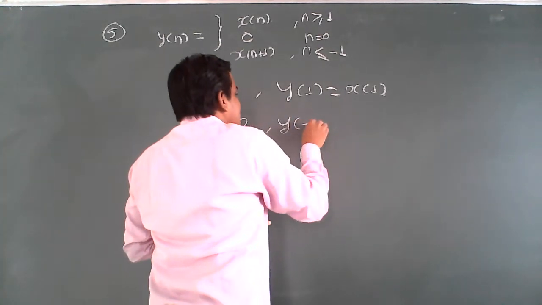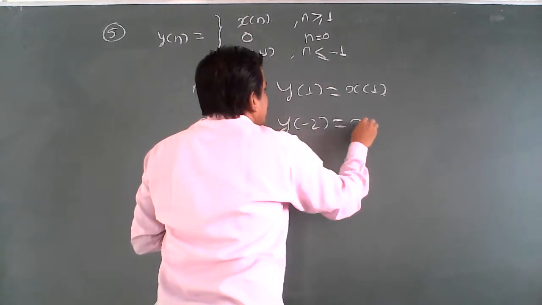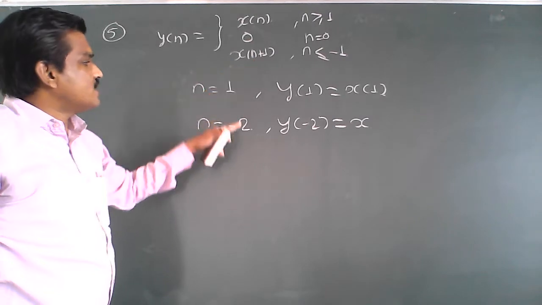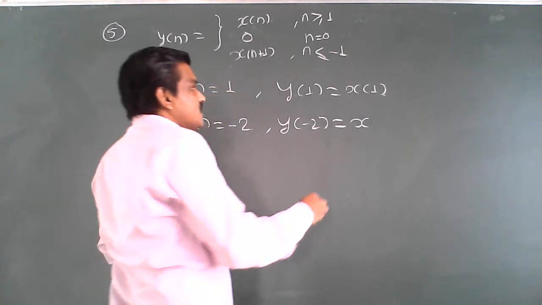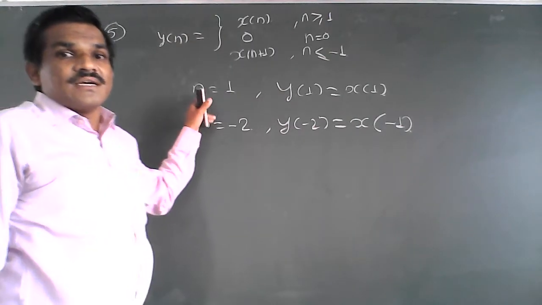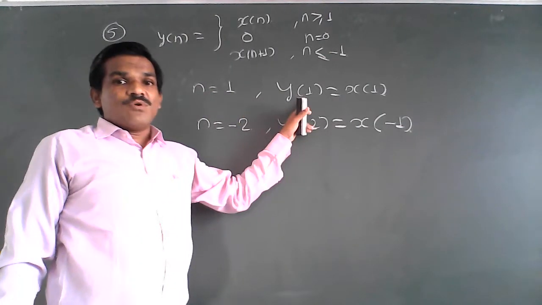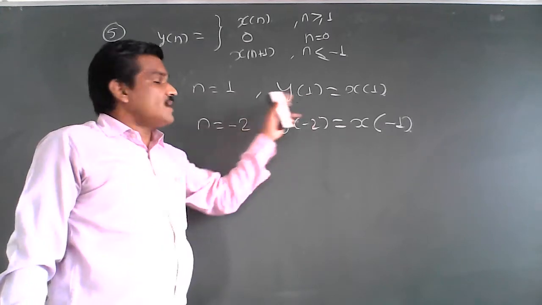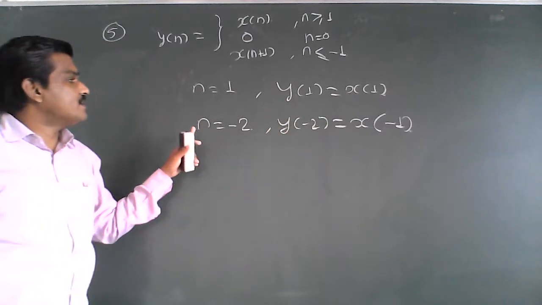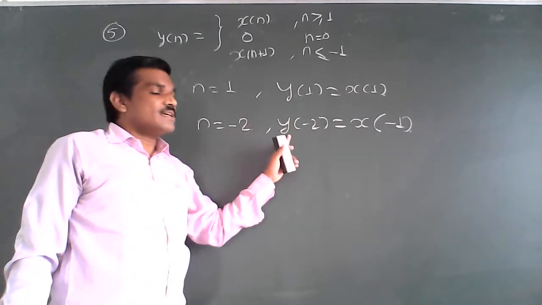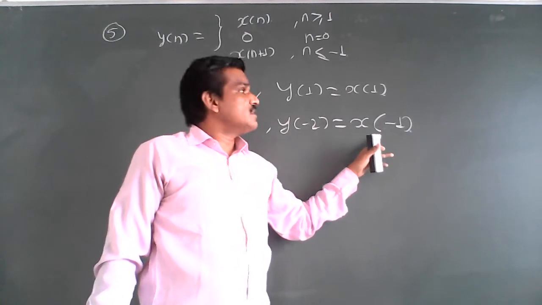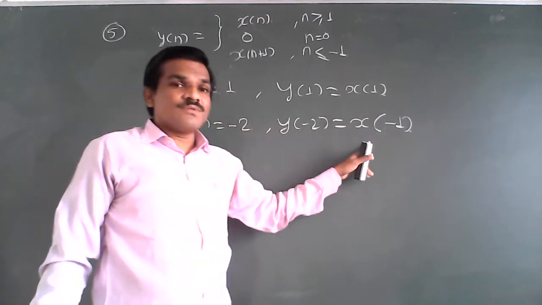Y of minus 2 is nothing but x of n plus 1 with n equal to minus 2, so minus 2 plus 1, which is x of minus 1. So the output y1 at n equal to 1 depends upon the present value, but the output at n equal to minus 2, that is y of minus 2, depends upon the future value. This depends upon the present value, and this depends upon the future value.